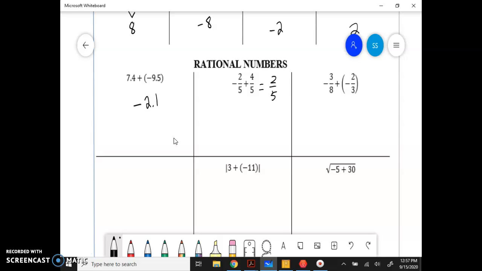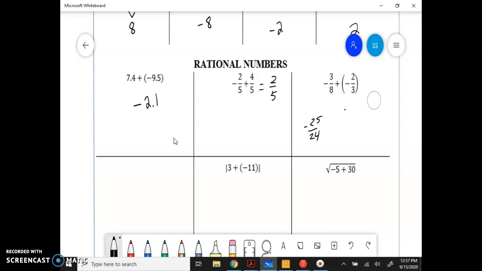And now we're adding two different negatives, so our answer is going to be more negative than both of these, I guess you could say. But again, if you take the time to just type this all out into your calculator, you're going to get negative 25 over 24. You could also type this in as negative 3/8 minus 2/3. Okay, because remember, adding a negative is the same as just subtracting.